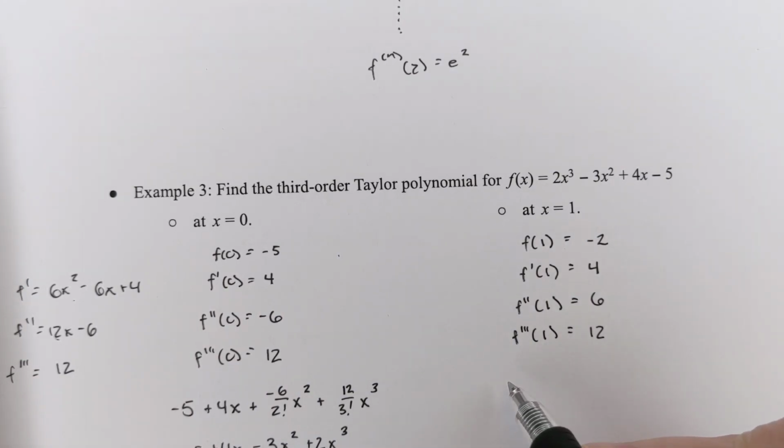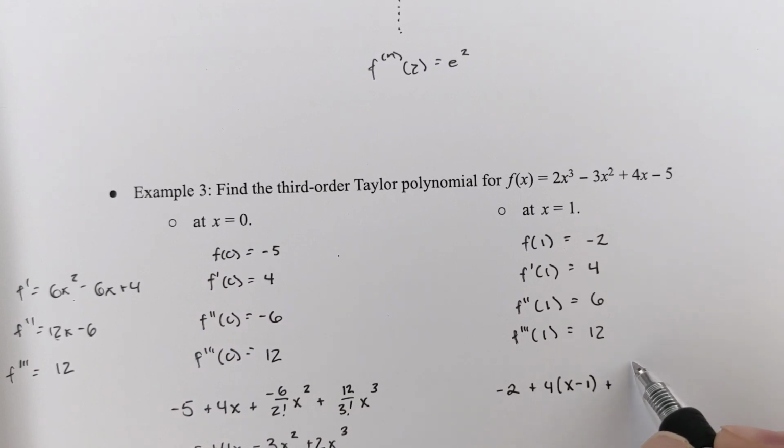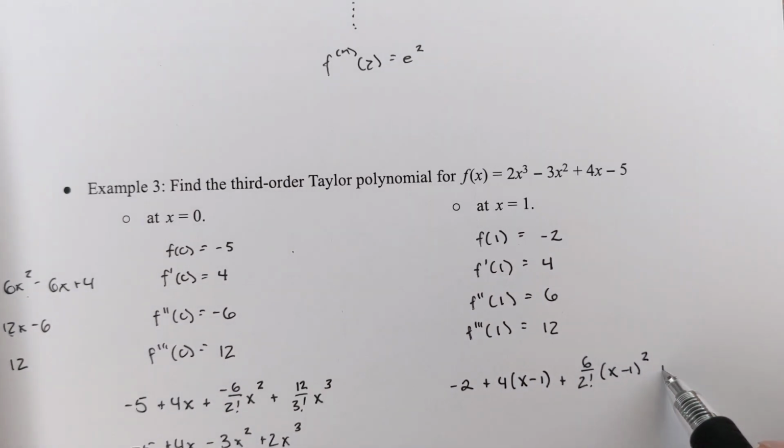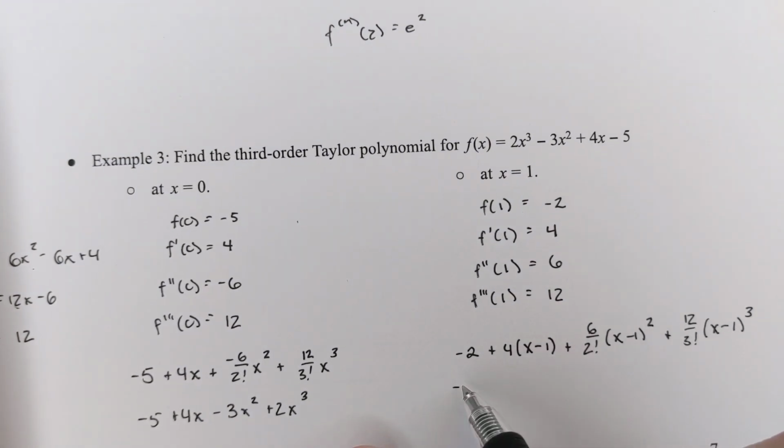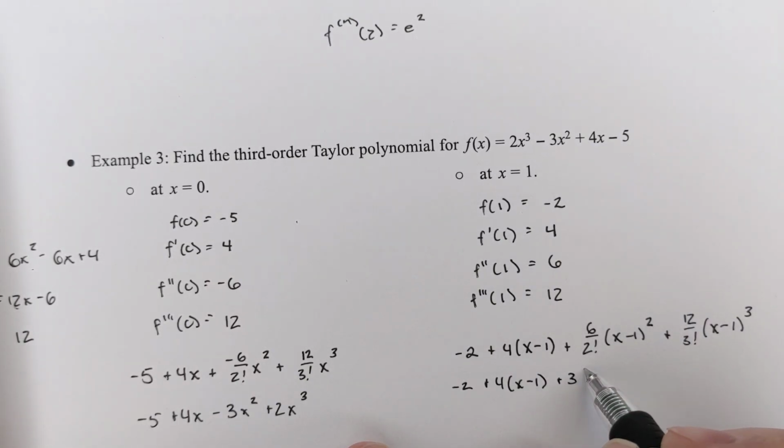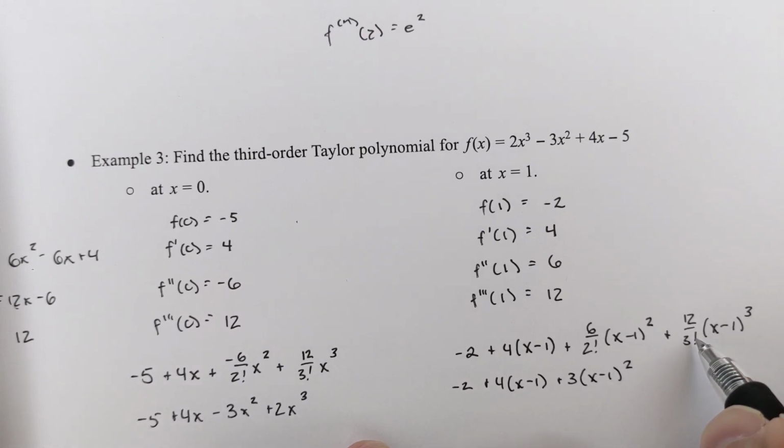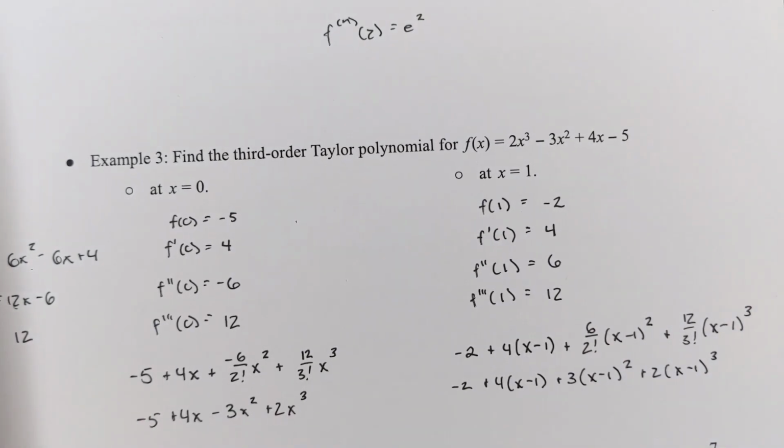So it's going to be f of a plus f prime of a times x minus a plus f double prime over 2 factorial x minus a squared plus f triple prime over 3 factorial x minus a cubed. So let's see if we can clean this up. So that's -2 plus 4 times x minus 1. That's 3 x minus 1 squared. That's going to be 2. So there you go. There's your Taylor polynomial.